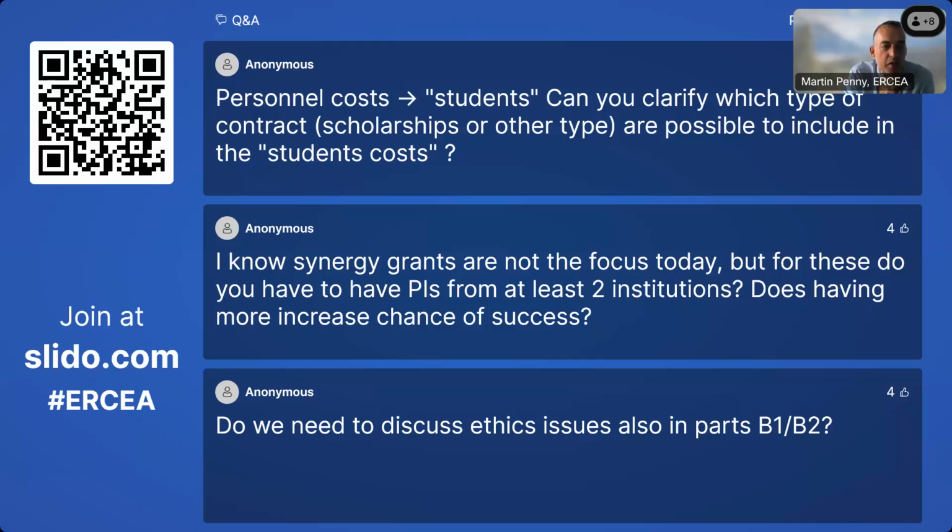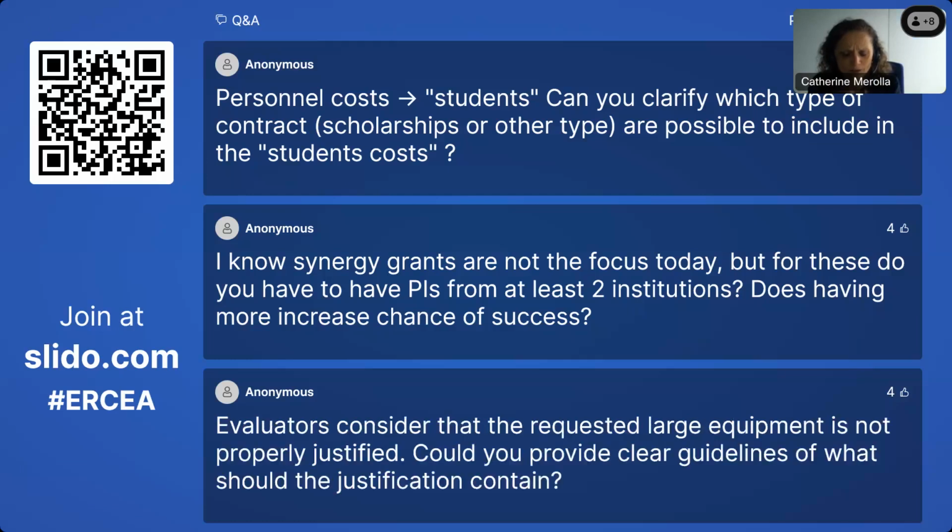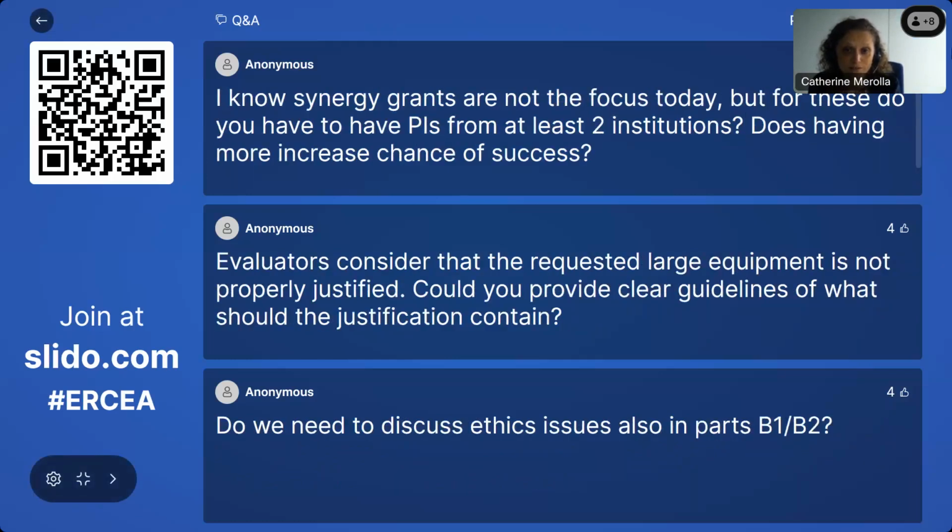Catherine, question for you on students. Can you clarify which type of contracts, scholarships or other types, are possible to include in the students' costs? So here what is important is that you have a contract that looks like an employment contract. But I would advise to go and look in the annotated grant agreement, because there is a chapter dedicated to that and the eligibility conditions for scholarships. So it's better that you check directly in the text.